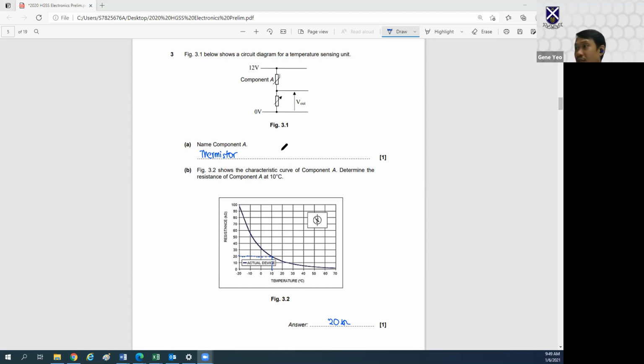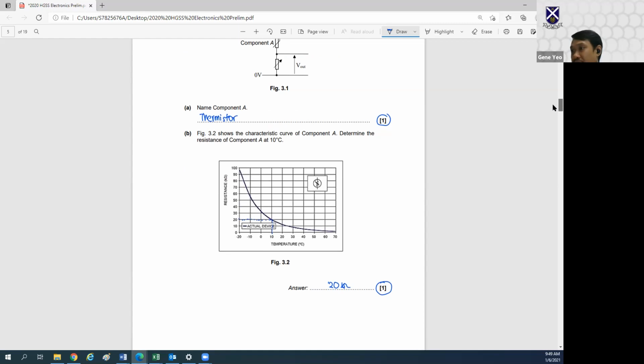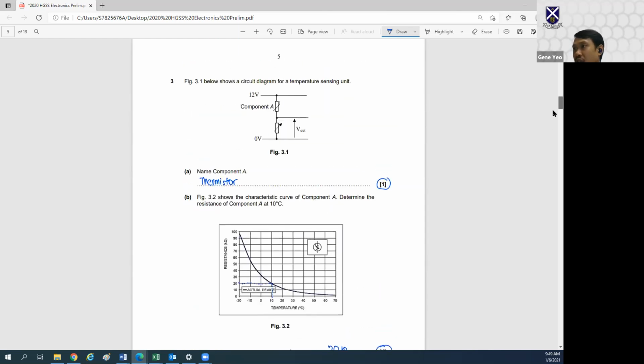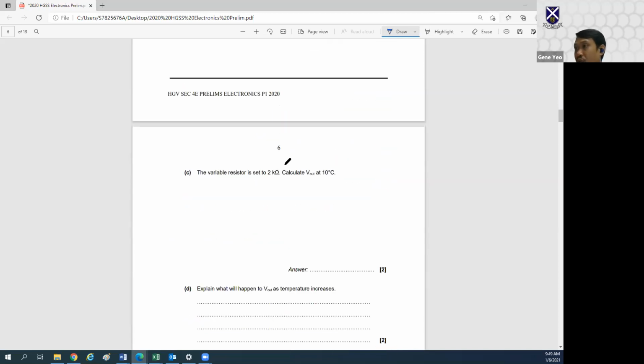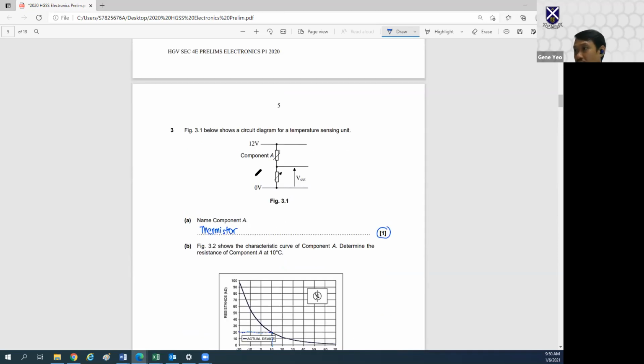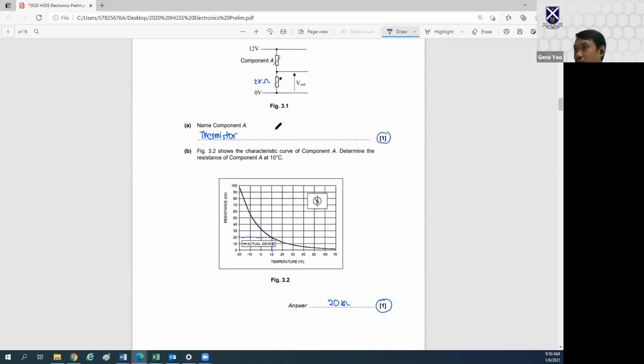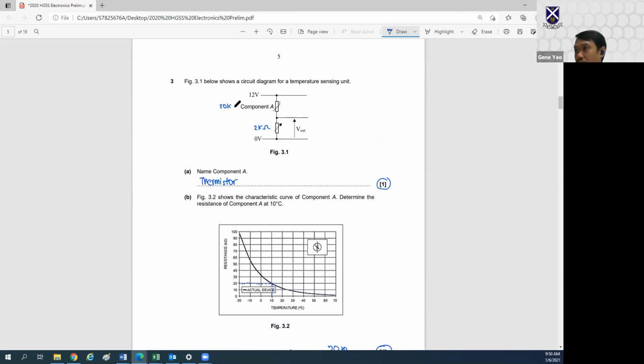Okay, so this 1 mark and this 1 mark, please, you should be getting it. Okay, so the variable resistor is set to 2 kilo ohms. Calculate V out at 10 degrees. So again, this is a very simple voltage divider method. So now this fella is 2 kilo ohms. Okay, this is 2 kilo ohms. And we found out from this part that this fella is 20 kilo ohms.